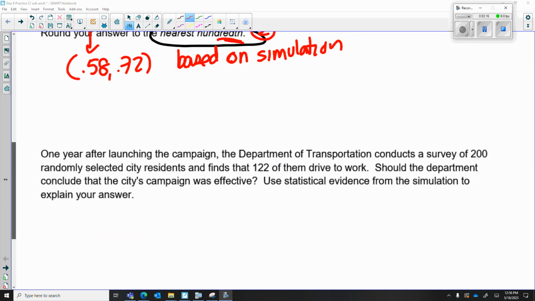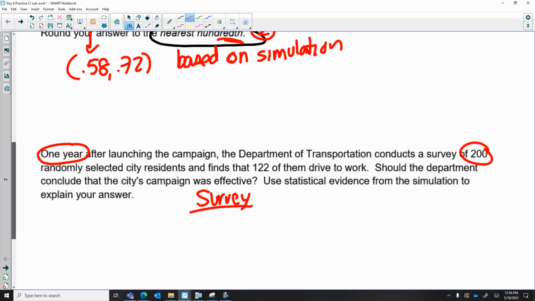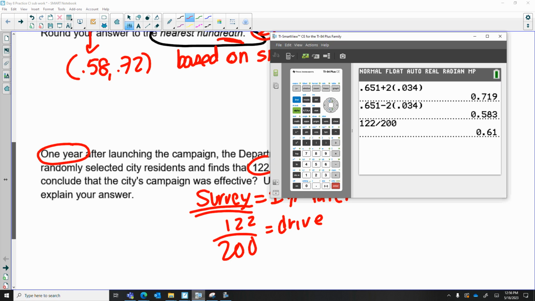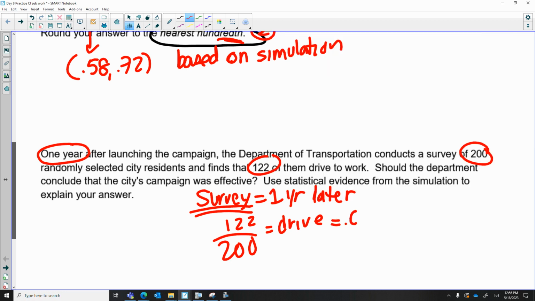So now down below it says 1 year later, after launching this campaign to try to get more people to not drive to work, they get a survey of 200 residents. So the survey results from this 1 year later, out of 200, 122 of them still drive to work. So if we do the math on that, 122 divided by 200, we get 0.61, or 61% drive to work, okay? They drive to work a year later from that initiative. So now it says, should the department conclude that the city's campaign was effective?